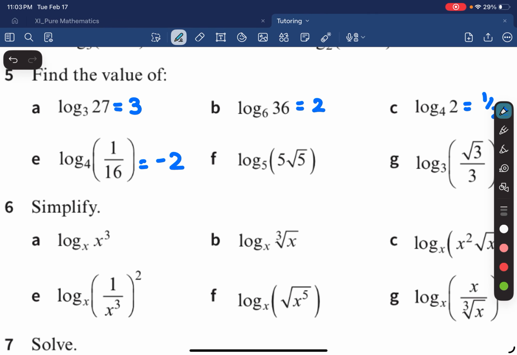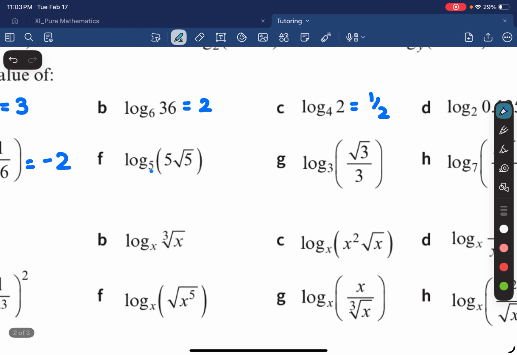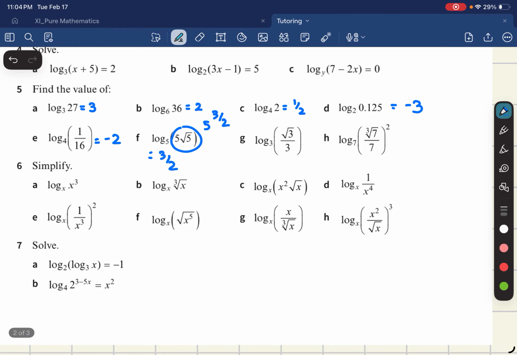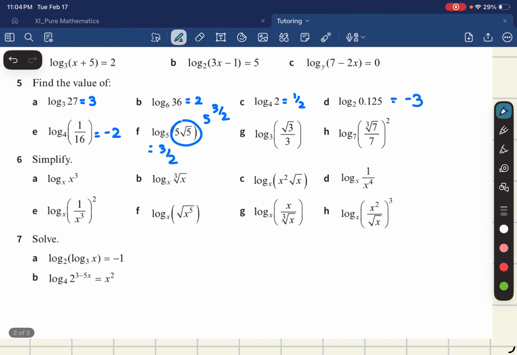4 to the power negative 2 is going to be 1 over 16. This, if you simplify, this is just 5 to the power 1 plus 1/2, that is 3 by 2. So your answer is going to be 3 by 2. And I encourage you to do these questions on your own. So I'm going to leave some of the questions for you.